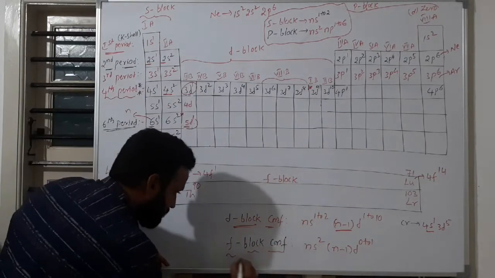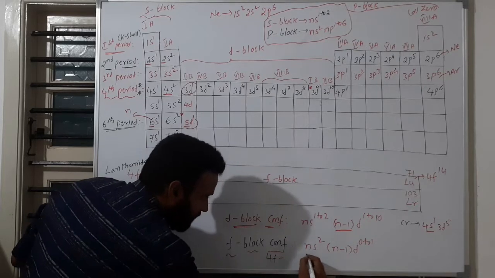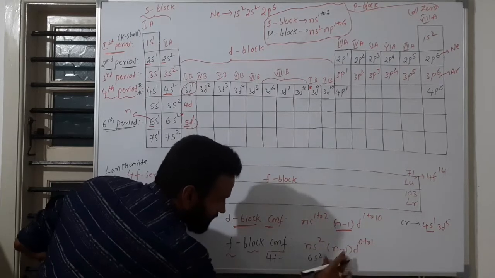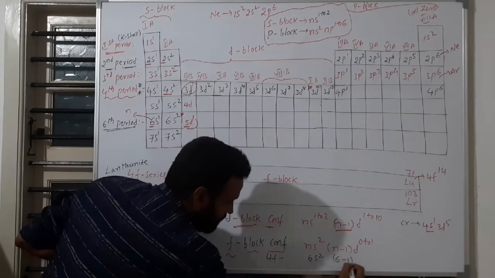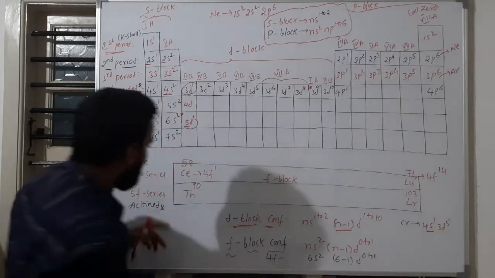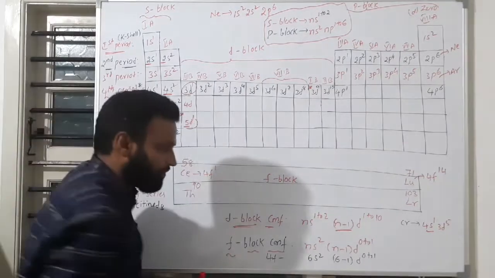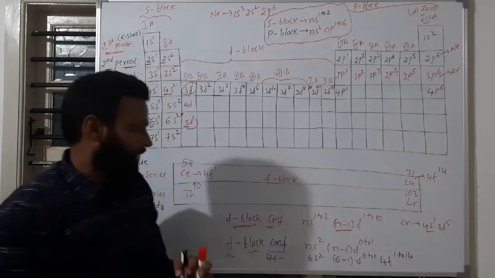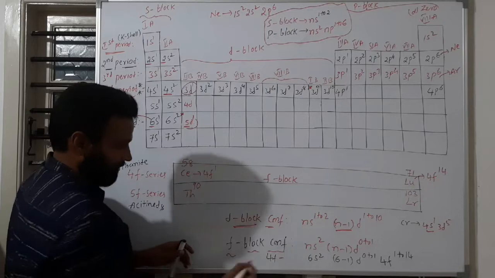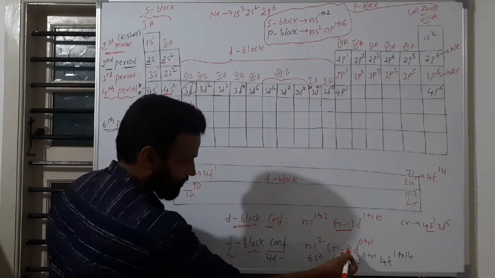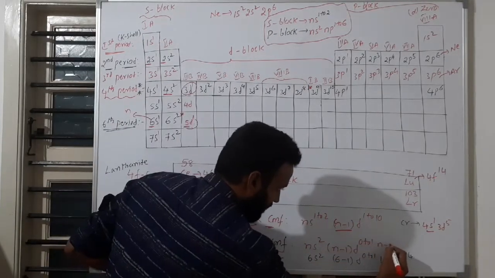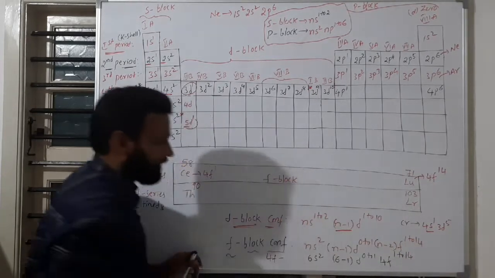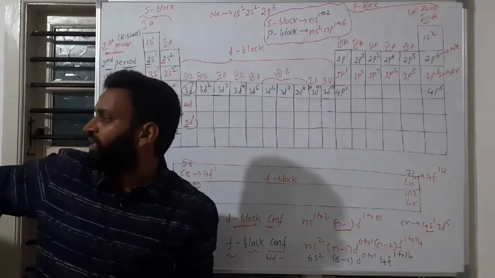Suppose I want the 4f series. 4f means here 6s will start, 6s2. Here 5d because 6 minus 1, d0 to 1. In the 4f series, what subshell is going to fill? 4f. So 4f1 to 14. So what is the general electronic configuration? ns2, (n minus 1) d0 to 1, (n minus 2) f1 to 14. This is the general electronic configuration.